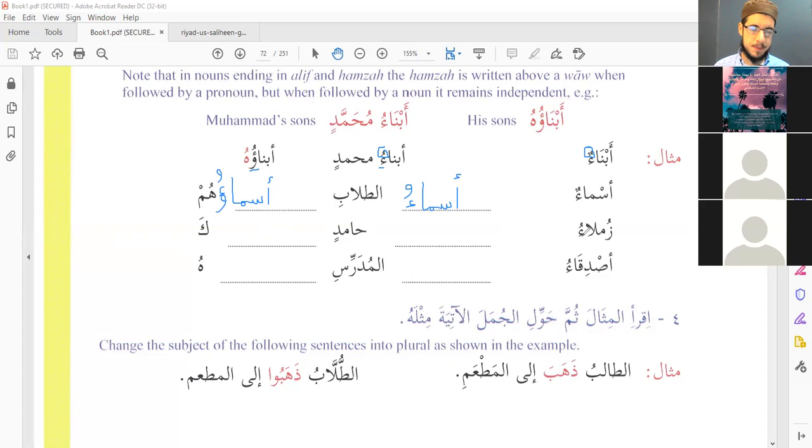Next one. Sister Musarrat. زملاء حاملين. Zumalauka. Very good. And the same thing, the only difference between this. They made it too easy, actually. They should have made us figure out the pronoun, at least.